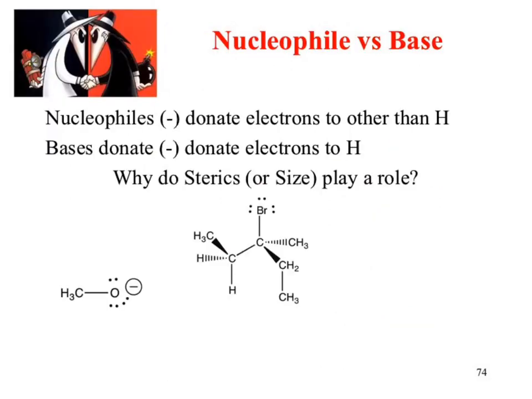The next big one is our size. Nucleophiles donate electrons to things other than hydrogen. Bases go to hydrogen. So this is why sterics play a role. In this structure, I have two reactive things. What are my two reactive things? Bromine and oxygen. The bromine is not reactive.